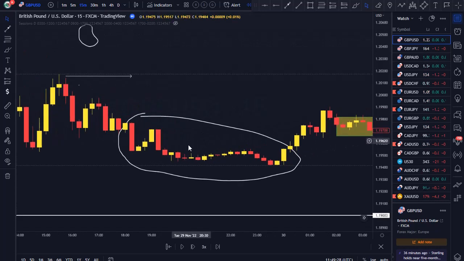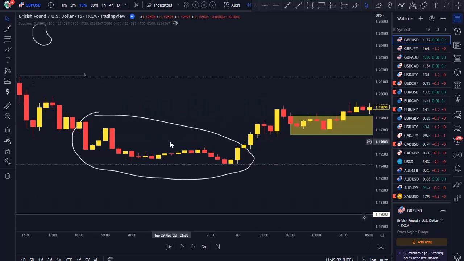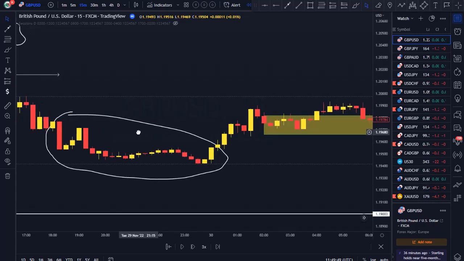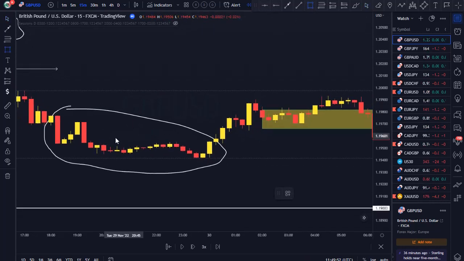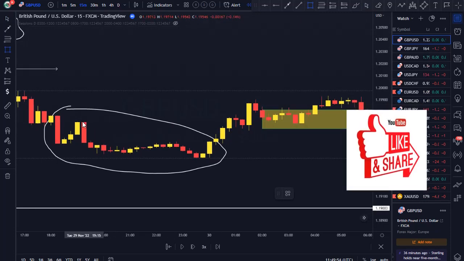But when they got here, there was a massive range, and not just the range, but the candles were all tiny. The candles were very small, very weak candles. So this is a complete indecision in the market. At this time, as a trader, you've got to be careful and keep observing what's happening.